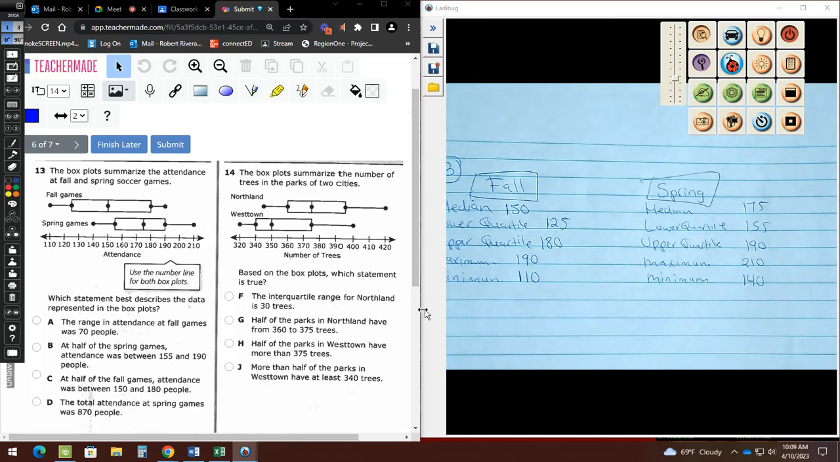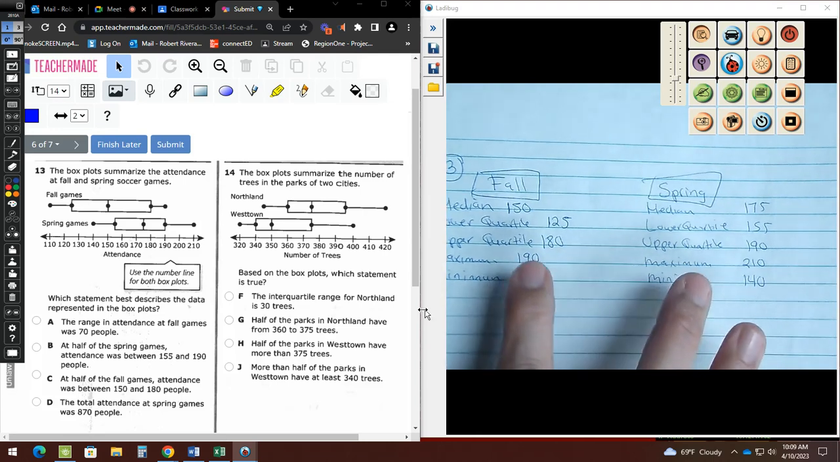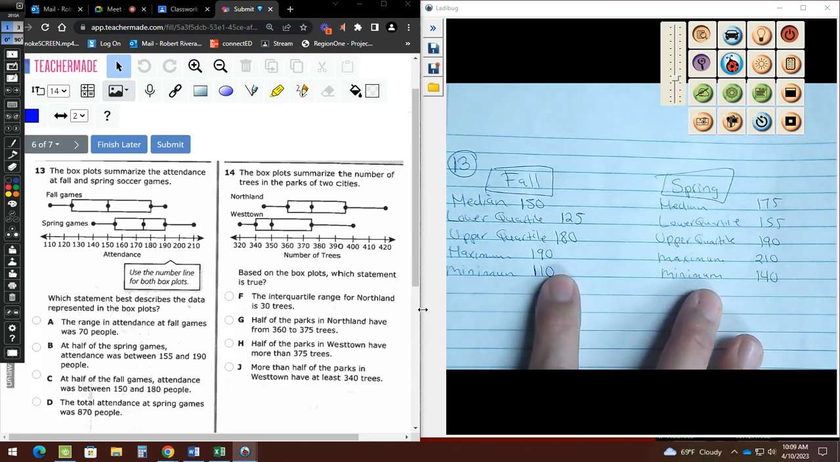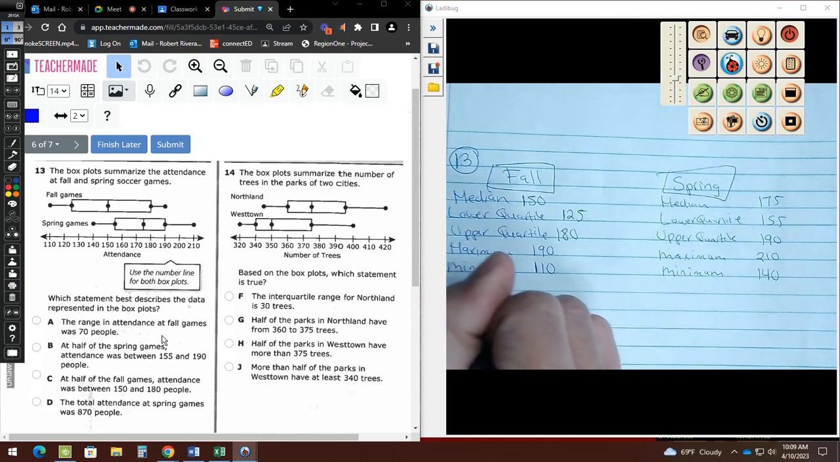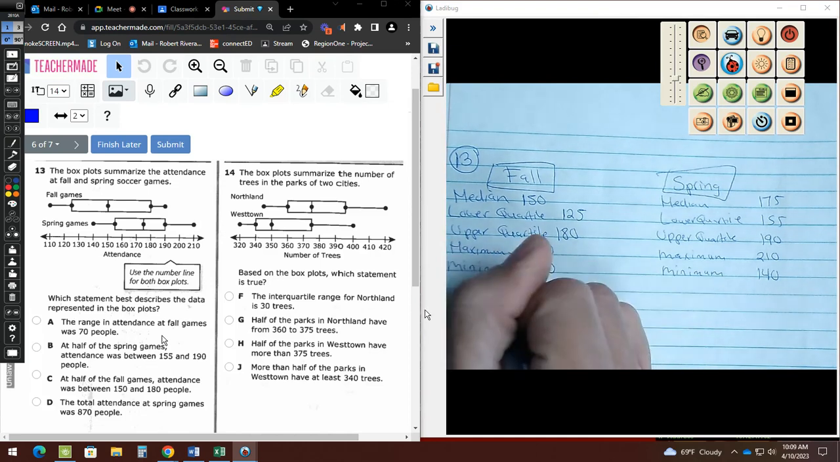Because sometimes it'll be something as simple as the median is 150 for fall. True or false? Well, true, ya acabé. Sometimes it might be something so simple that I need from here. Okay? But let's see what they want. Letter A. And you need to read. Letter A. They mention range.